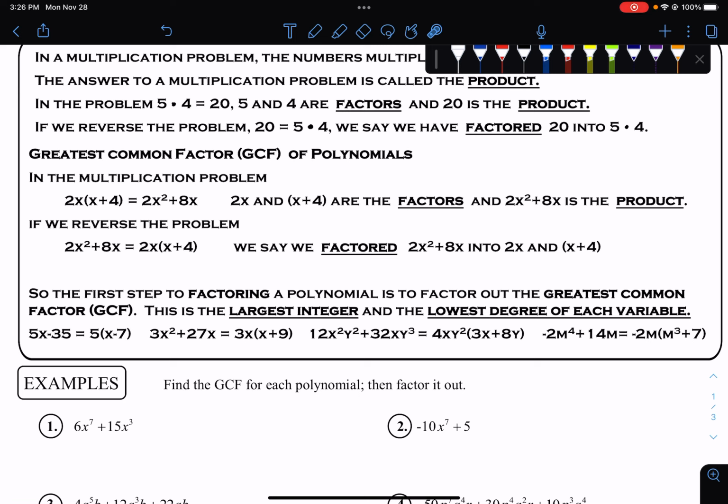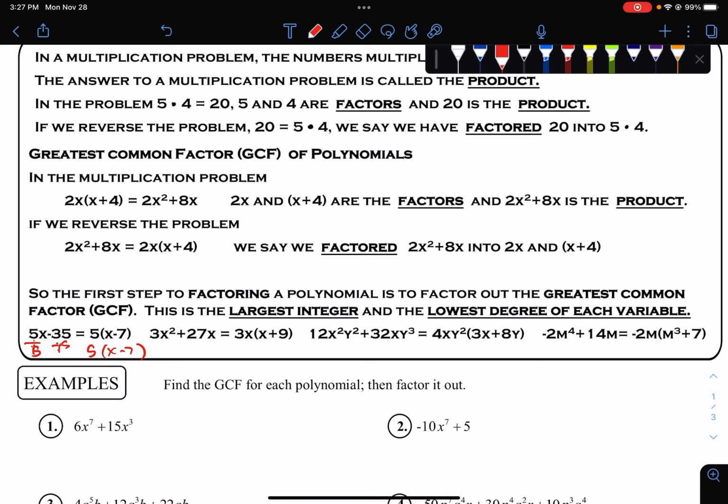So a couple examples. 5x minus 35. If I were to factor out the greatest common factor, a 5 goes into 5 and a 5 goes into 35. So I would factor that out, I would undistribute it, and I would be left with x minus 7. The way that I did that is I know that 5 goes into 5 and 35. And to get the x minus 7, I just divide the 5x by 5 and get x, and divide the negative 35 by 5 and get negative 7.